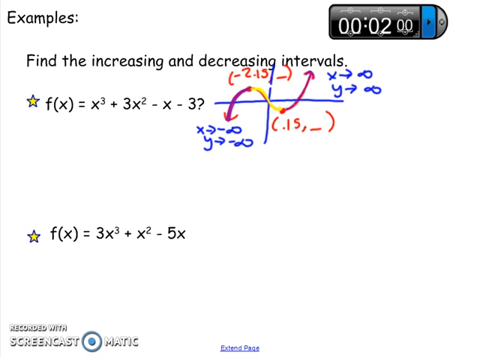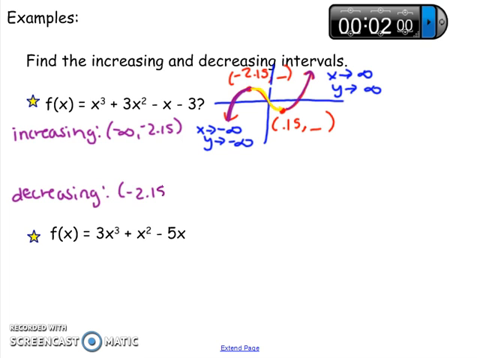Then we're increasing again. So we have an increasing interval from negative infinity to negative 2.15. Decreasing from negative 2.15 to 0.15. And then it's increasing again from 0.15 to infinity.